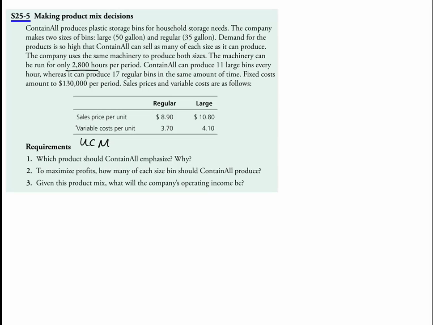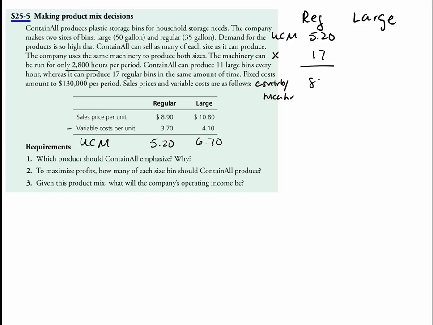So we can see here the unit contribution is the selling price minus the variable costs. So it's $5.20 is the contribution for a regular bin, and $6.70 is the contribution for a large bin. So I can see that the large bins have a higher contribution, but what I really need is contribution per that constraint, which in this case is machine hours. So if I do regular and large, the unit contribution for the regular is $5.20, and I can produce 17 regular bins in an hour. So my contribution per machine hour is $5.20 times 17, or $88.40. The large bins have a contribution of $6.70 each. I can produce 11 of those an hour. So that gives me a contribution of $73.70 per hour.